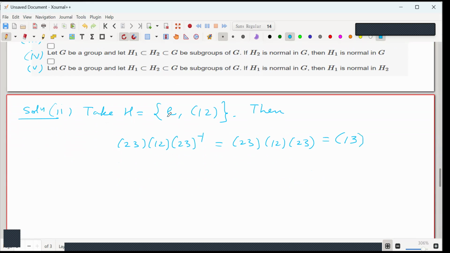Or I am making some mistake. 3 going to 2, 2 going to 1, right? And 2 has to be fixed. 2 going to 3, 3 is not here, and 3 is going to 2. So 2 is fixed, right? Okay. But still (1 3) doesn't belong to H. Still (1 3) doesn't belong to this.